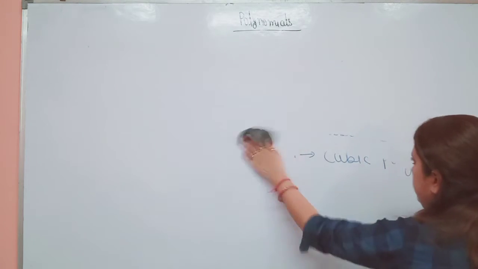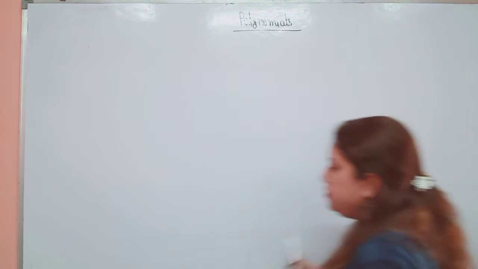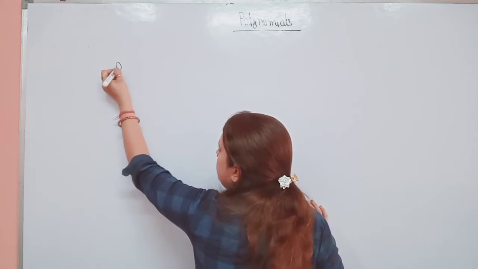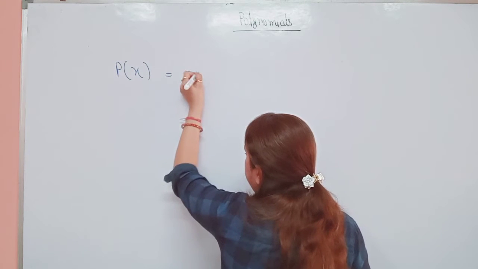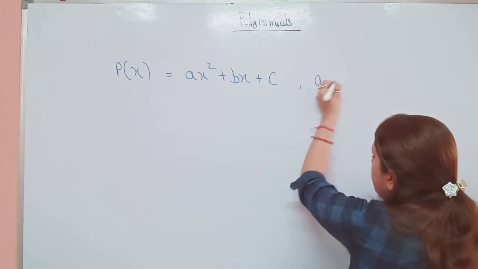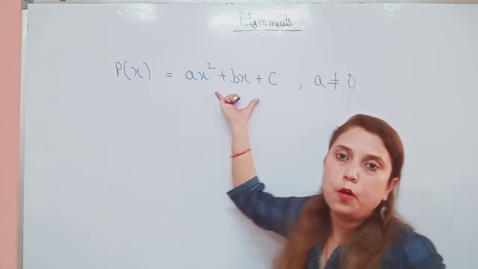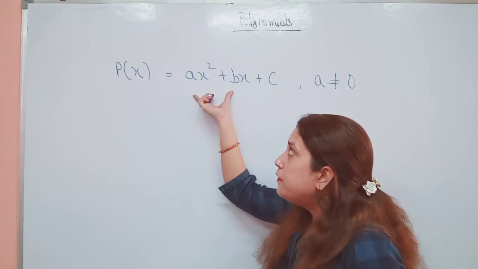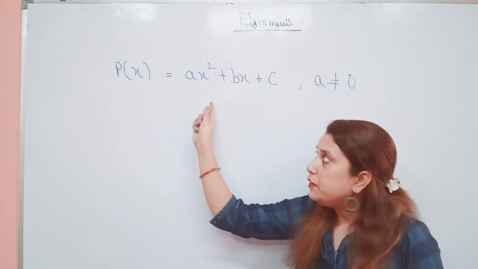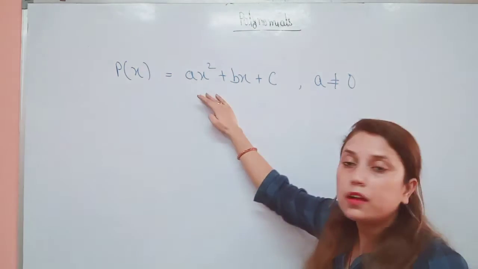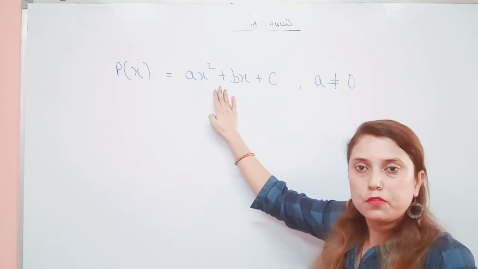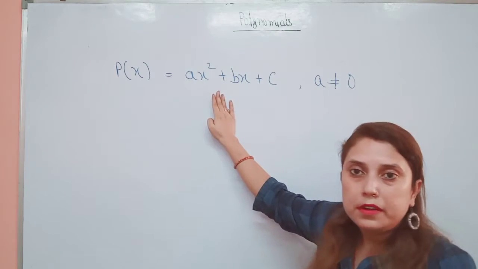Suppose we are having a quadratic polynomial. The standard form of a quadratic polynomial is p(x) is equal to ax square plus bx plus c, a not equal to 0. This is the general form, the standard form of a quadratic polynomial. Why is it quadratic? Because here the degree of the variable is 2. If the degree of the variable were 3, it would be a cubic polynomial. But here the highest degree of the variable is 2, so it is a quadratic polynomial.